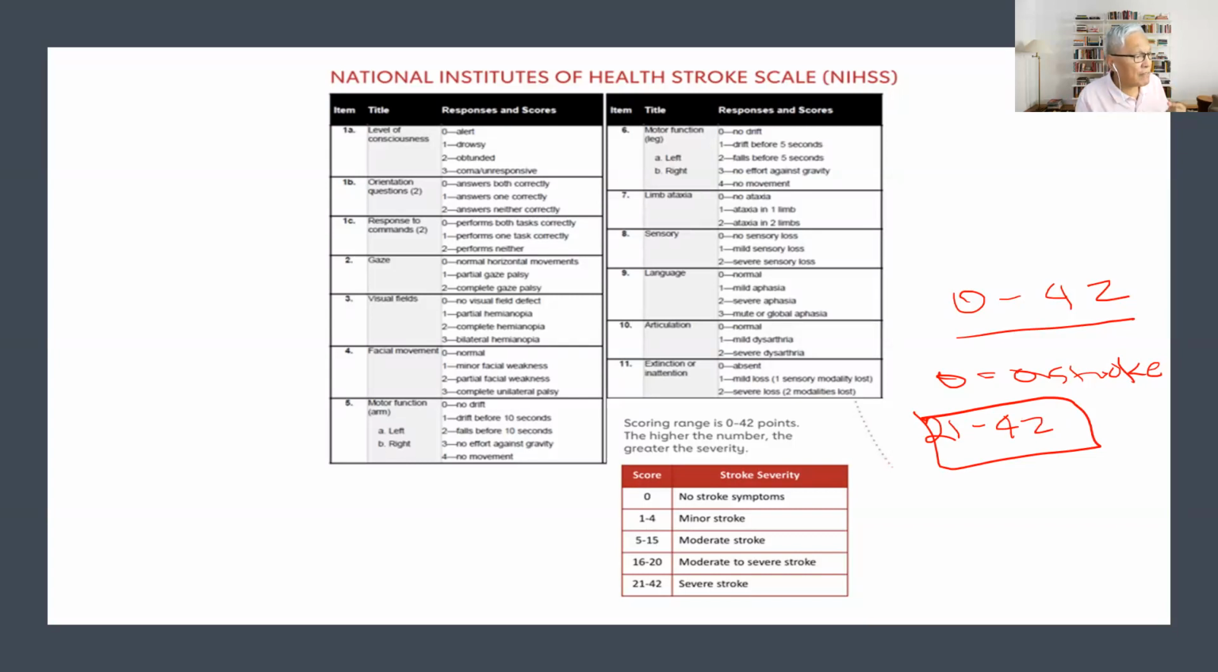Now, there are 11 areas that are scored. So as you could see, the first one is level of consciousness, and then gaze, visual fields, facial movement, motor function, limb ataxia, sensory, language, articulation, extinction, or inattention. All these areas are going to be assessed in this particular survey. All right.